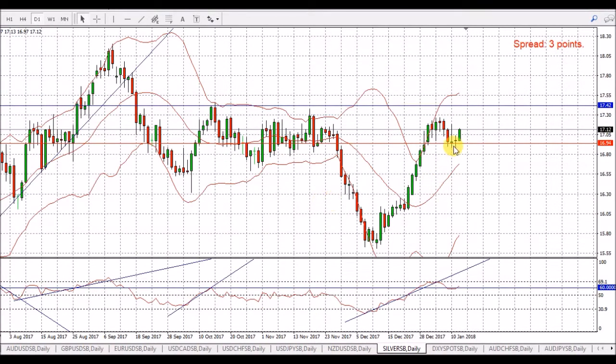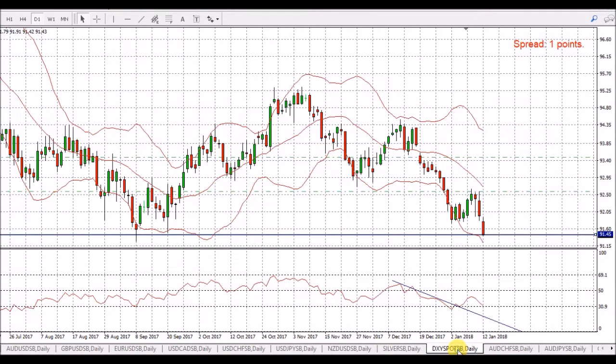Silver, we bounced off this support here. Obviously with a weaker dollar, the price of silver goes up, so we've come back through the resistance, and we're moving back up, and it's moving up as we watch. So we'll see where that goes to.